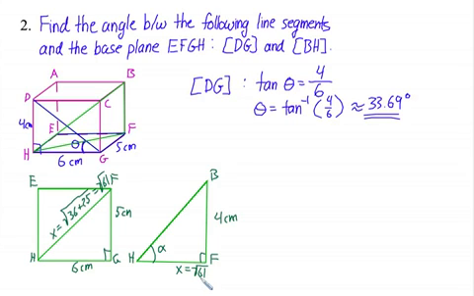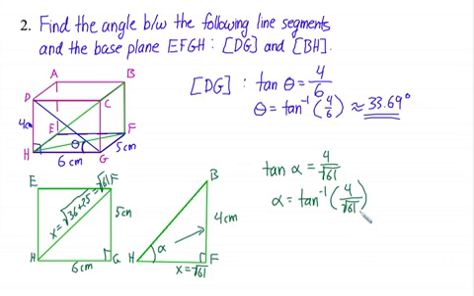Again, now that I know two sides of this right triangle, I can find the missing angle. One more time I'll use tangent. The tangent of alpha equals opposite over adjacent. Opposite is 4, and the adjacent is square root of 61. Rearranging and using the inverse, we find that alpha is equal to the inverse tangent of 4 over the square root of 61. And plugging that into our calculator, we get that alpha is approximately 27.12 degrees.